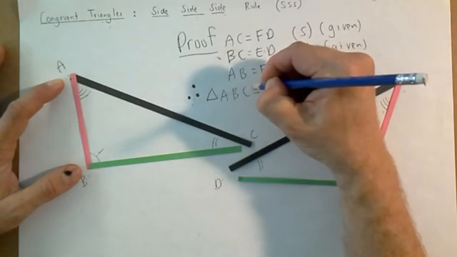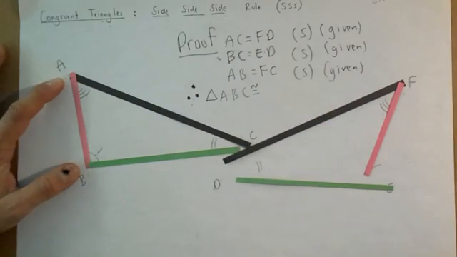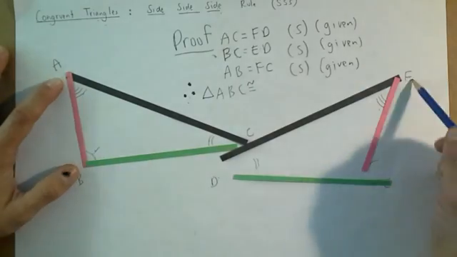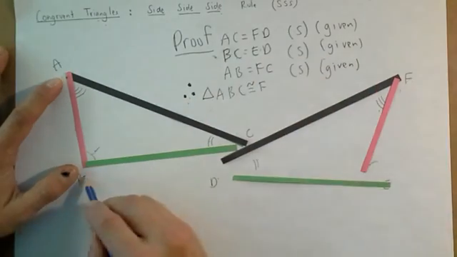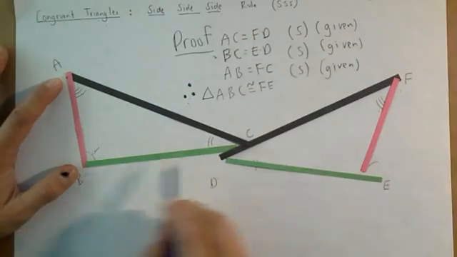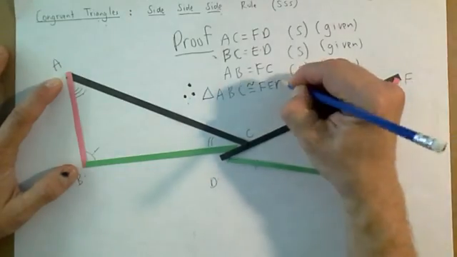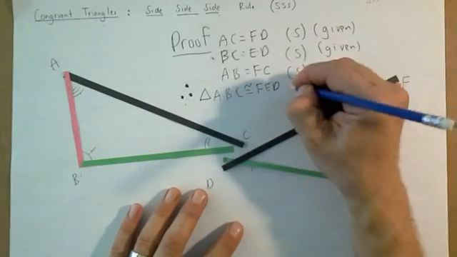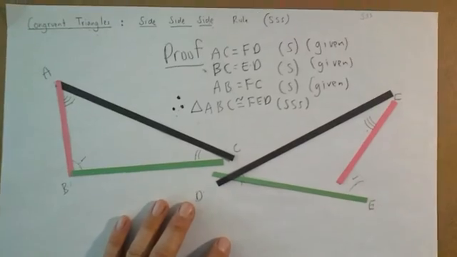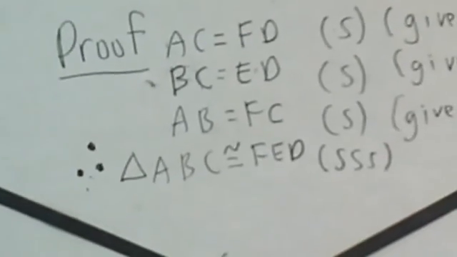And congruent you can do like this. 2 lines, an equal sign, and then a little squiggly, or 3 equal signs. 3 lines would be fine too. A, B, C, and how you label is important. A corresponds to F. B corresponds to E, so it's F, E, and C corresponds to D, so it's F, E, D, not D, E, F. And then we write S, S, S. So let's see if I can zoom in there so you can see that closely.